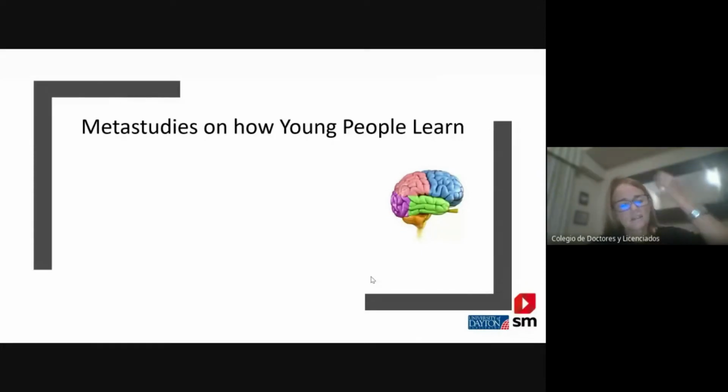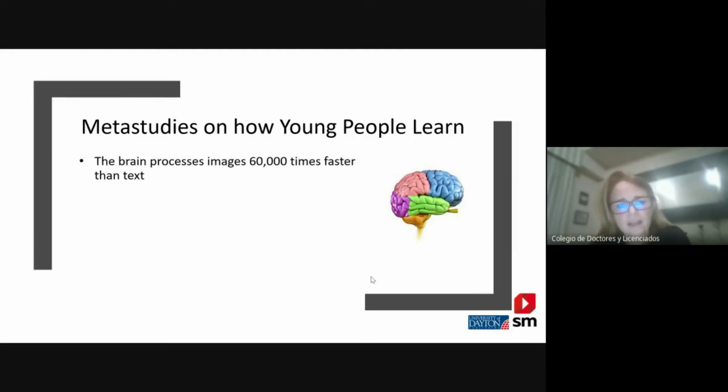So this is a study that came up in a talk by David Marsh, and it's about meta-studies on how young people learn. And this is quite interesting when we think about young people today. So the brain processes images 60,000 times faster than text. So images are just so important as a tool when it comes to bilingualism. Show them an image, we say an image is worth 1,000 words. They may not understand you if you ask them to read the text. They may not understand you when you speak to them, but show them a picture and they get it straight away. And that's what we want. We want them to understand it.